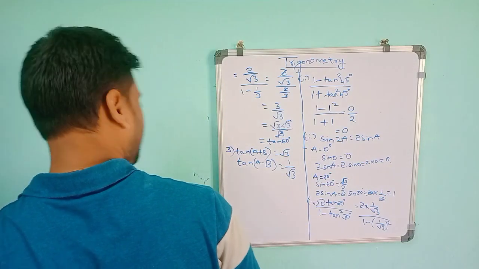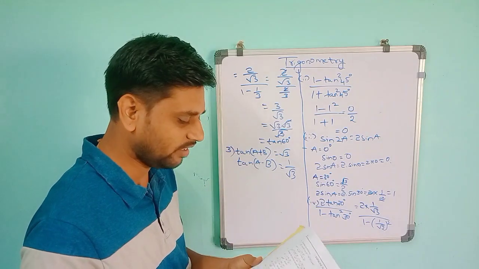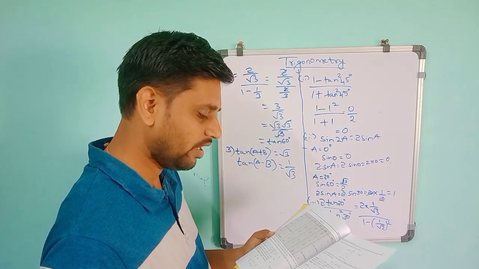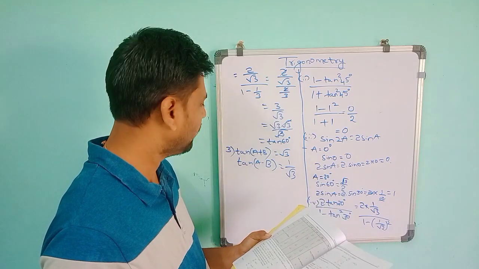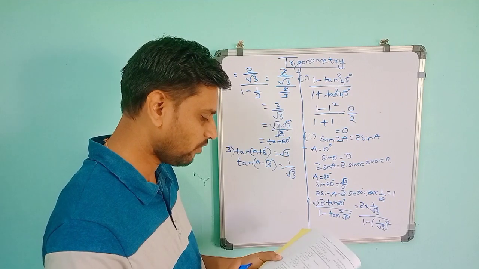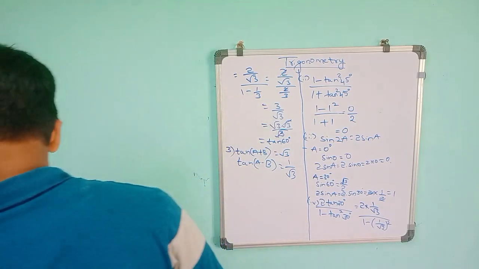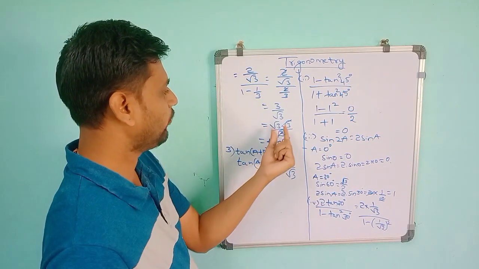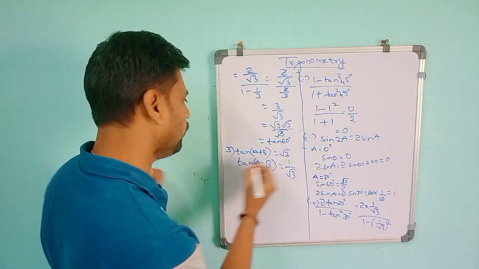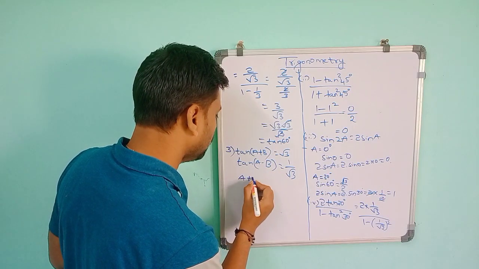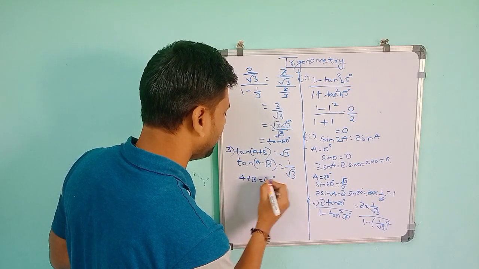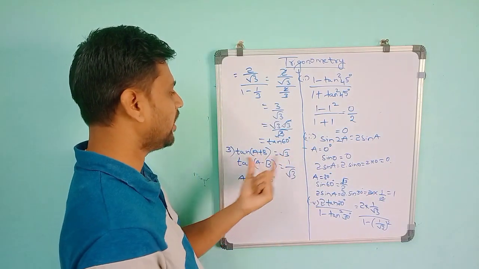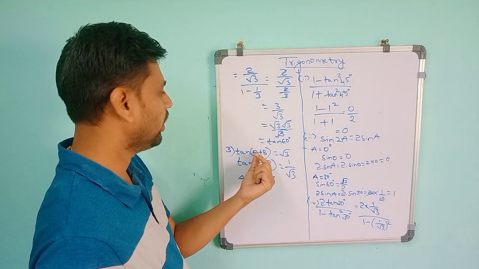Like this, I did one example in the last class, that is example number 8. In example number 8 they gave it like this, but in terms of sine. This is in terms of tan. So tan of A plus B is equal to root 3. As we know, root 3 is nothing but tan 60. So A plus B will be 60. Why 60? Because tan of 60 is root 3.